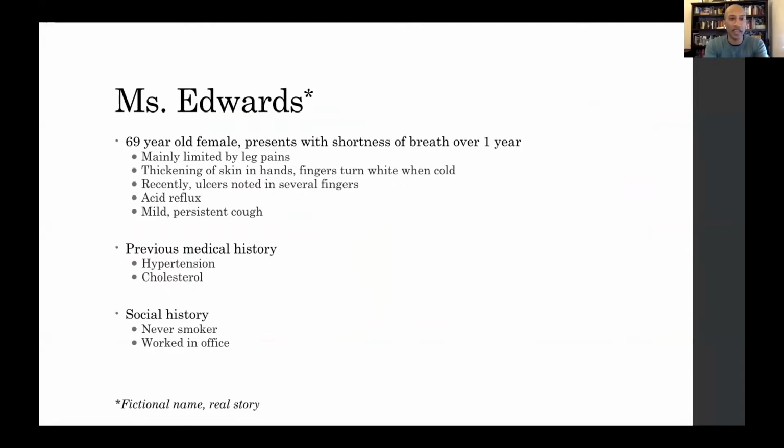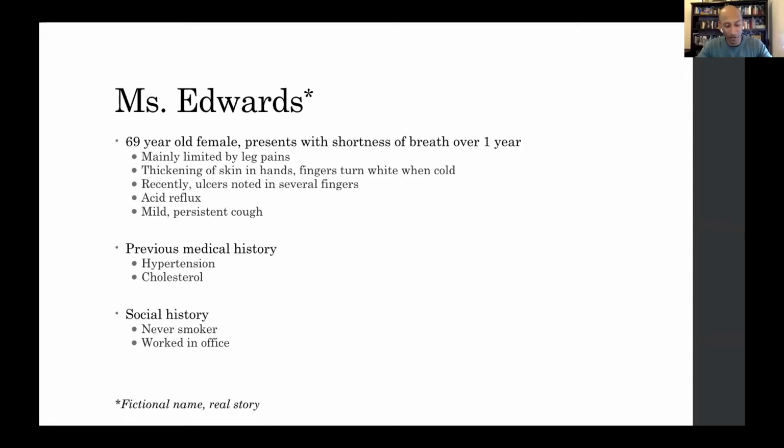Okay, so this is a case, not the real name of the patient, of course, but it is a real story. Let's call her Miss Edwards. She's a 69-year-old female presenting with shortness of breath over 1 year. She was mainly limited by pains in her legs, so as a result, she wasn't very active. In retrospect, she noticed some thickening in her hands with the skin, and her fingers actually turned very white when she reached into the cold freezer or went out in the wintertime.